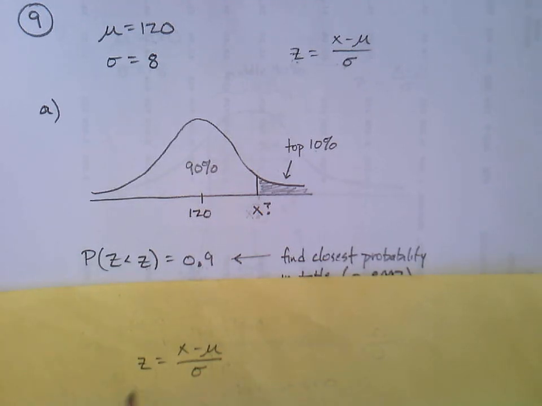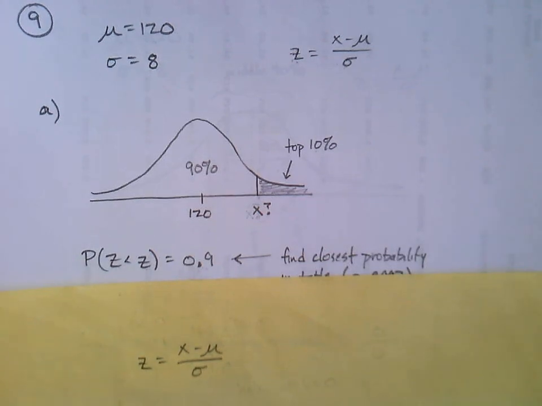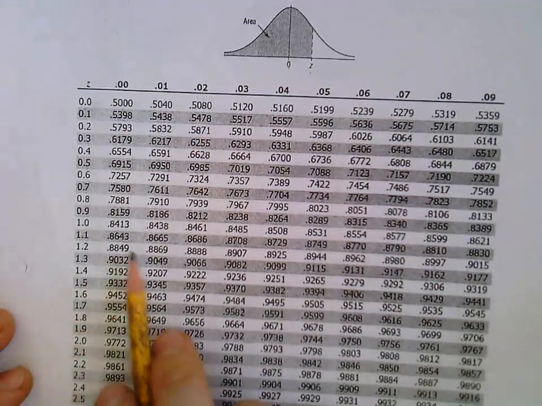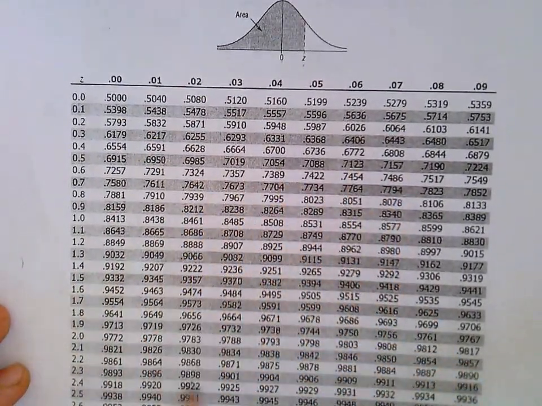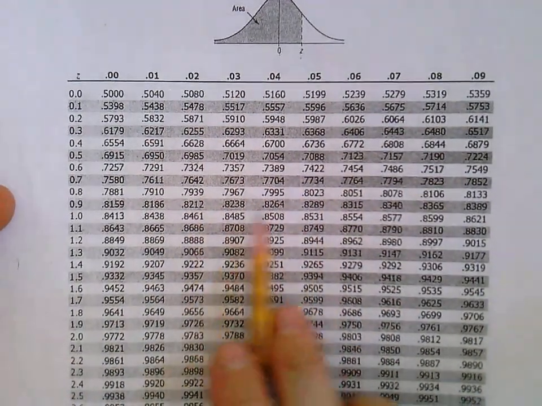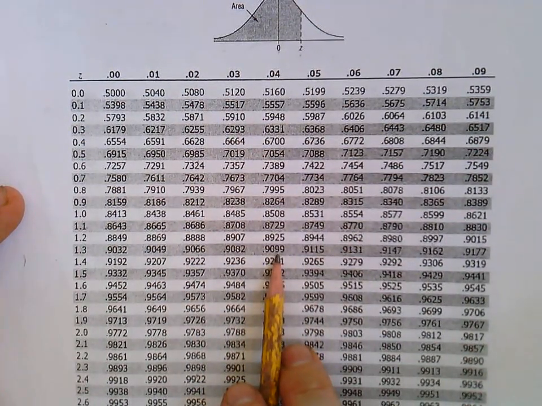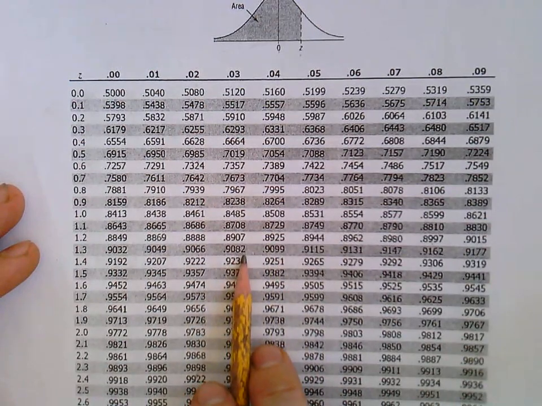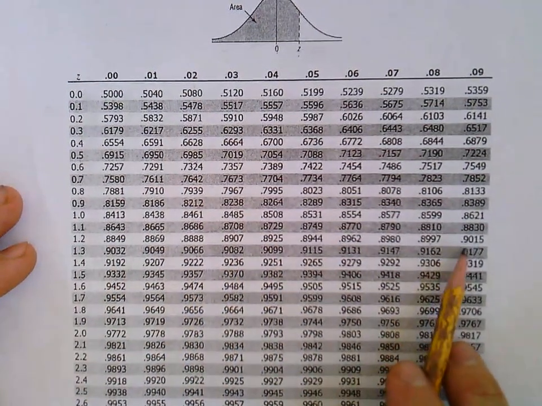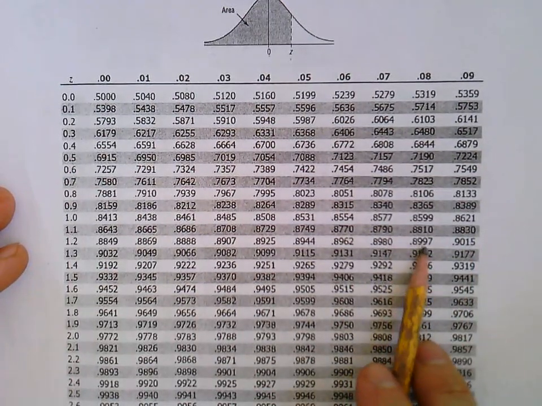Okay, let's go for it. So should we be using the positive z-scores or the negative z-scores? We need the positive z-scores because we're in the upper 50%. So we'll go to the positive z-scores, and we're going to try and find 0.9. It's not going to be there, so we're going to get as close as we can. And it looks like it's somewhere right in the midst here. Okay, so I see 0.9099, but we can get closer, 0.9082. And as you look, there's 0.9015 and 0.8997.